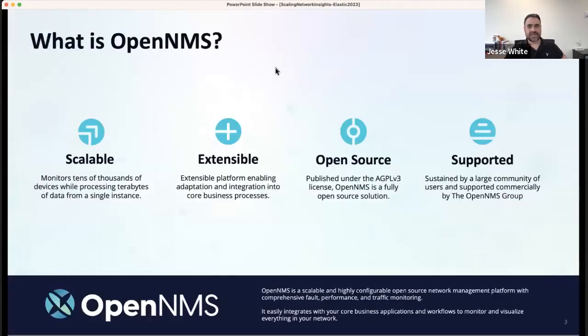Okay. So in case you haven't heard about OpenNMS before, OpenNMS is a scalable network monitoring platform used by large enterprises to monitor their networks, of course, talking about hundreds or thousands of devices, right? It's an extensible platform, has lots of hooks and integrations to talk to other tools in the ecosystem, including Elastic, of course. It is open source and published under the AGPL v3 license and is supported by the company and group here at the OpenNMS Group.